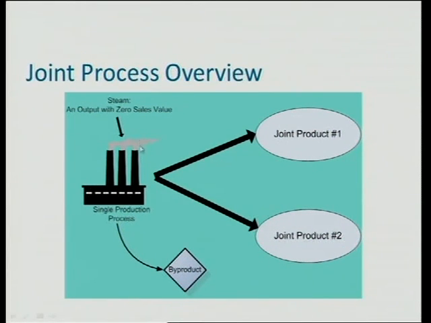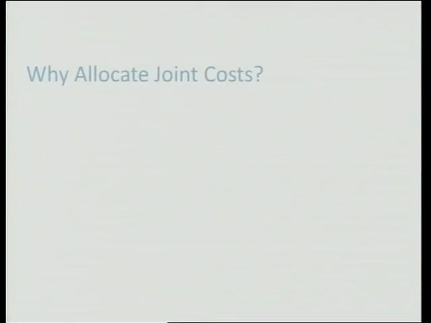Now, steam is also an output in a lot of production processes, but it has a zero sales value. In the production process, we can have two big products as well as a byproduct, all determined by the size in reality to one another. If you look at the total, how much of it is actually byproduct, how much is joint product 1 and joint product 2. So you need to see the bigger picture.